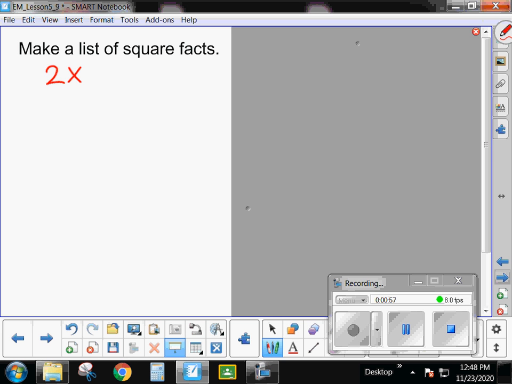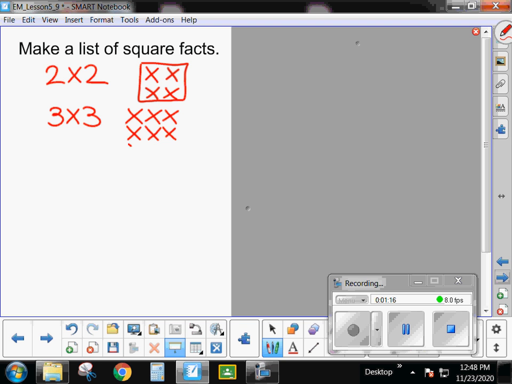So 2 times 2 is an example of a multiplication square, because if I did a 2 by 2 array, of course it's going to make a perfect square. 3 times 3 is another example of a multiplication square. And again, if I did a 3 by 3 array, it would make a perfect square. So these are called our square facts. Now, just like with your doubles facts in addition, we expect you to have these facts memorized for fact fluency. And we've been working on these since Unit 3. So they should be very, very familiar to you.